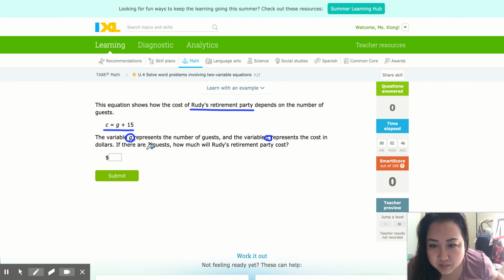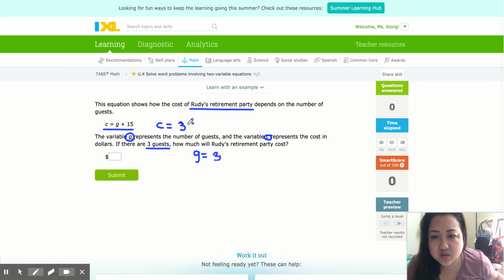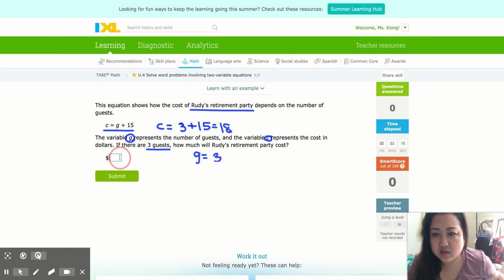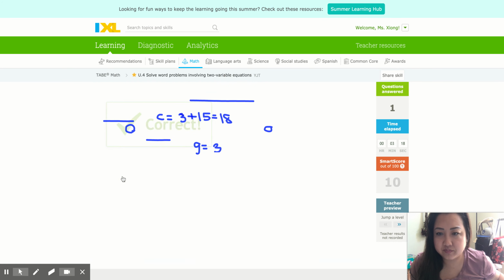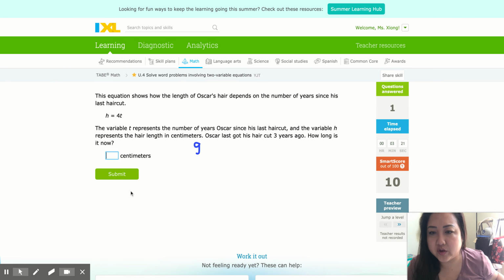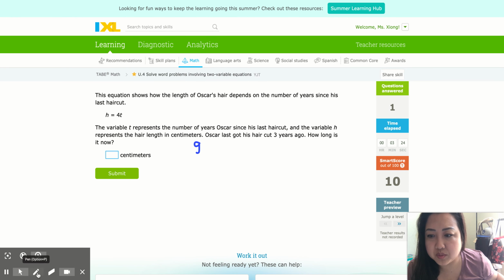It says if there are 3 guests, how much will the party cost? So we are going to do G equals 3, and then basically plug it in. C equals G, and G is 3, so I'm just going to use 3 instead of G now. So C equals 3 plus 15, and that equals 18. 3 plus 15 is 18. So let's put it in here. Plug it in, submit, good. Let's do one more problem.